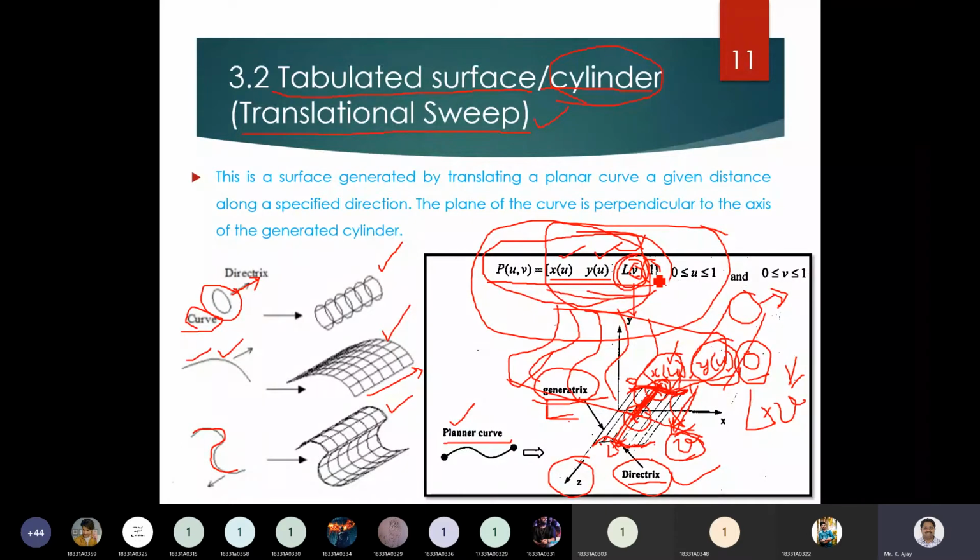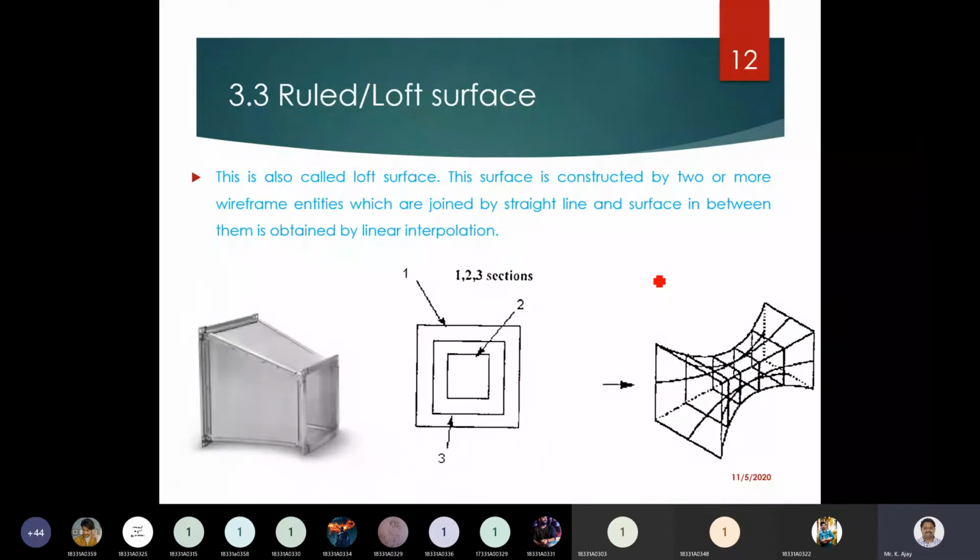That is how to write the parametric equation, and also by changing the generatrix and directrix directions. I hope you are understanding.